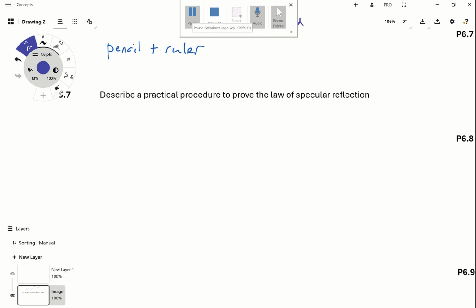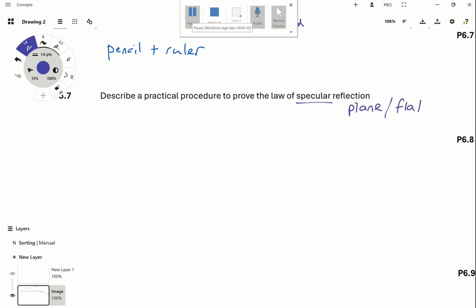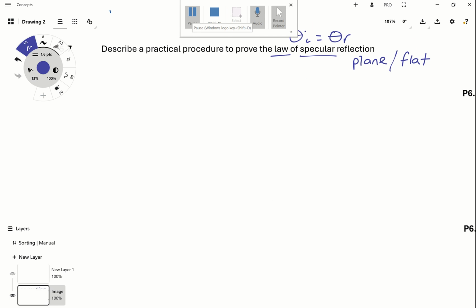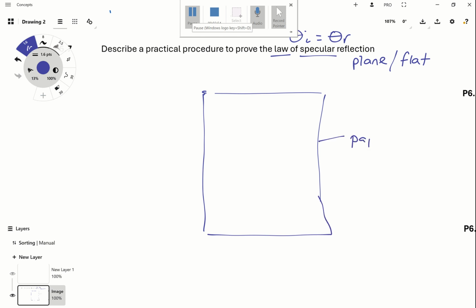Next part, it says describe a practical procedure to prove the law of specular reflection. So that's what we've just done. Specular reflection is from a plane surface or a flat surface, such as a mirror. And we know the law, theta I equals theta R. So to just go over this practical that you'd have done loads of times down in year 9, get a piece of paper. Oh my days, that's terrible. Get a piece of paper. It's mildly better. So I'm just going to label that as grab a piece of paper.